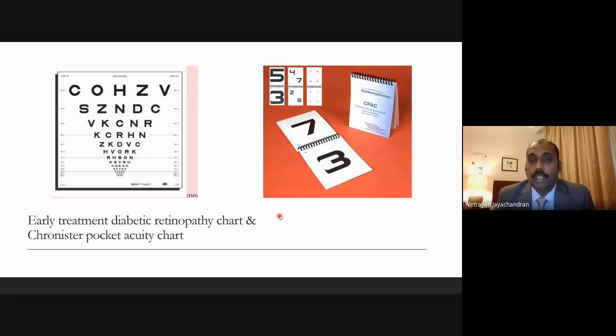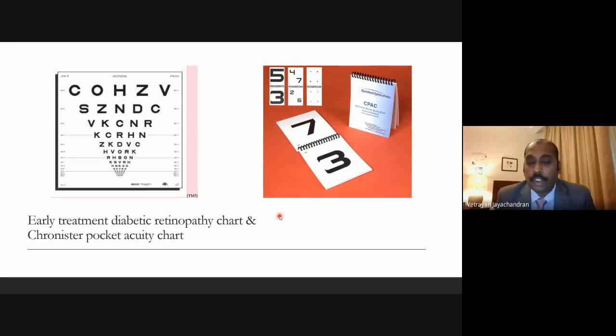That means he will have 20 by 140. So you can double it because we are reducing the distance. That is one of the facilities available by using this Cronister pocket acuity chart. Another advantage of using this chart is that you can carry it anywhere because it's pocket size. You can put it in your coat pocket and take it whenever you want to measure visual acuity.